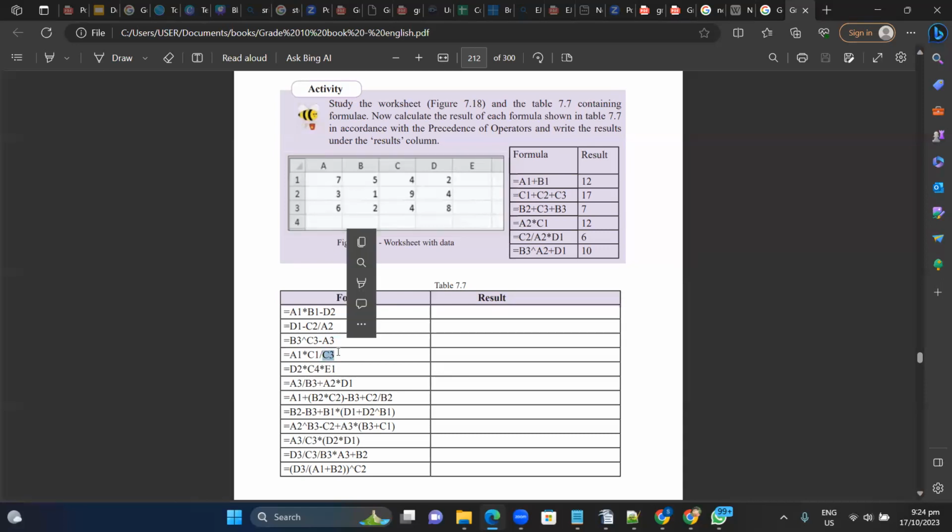All are correct. That is next one, D2, C4, E1. D2 is 4. C4 is 0. And then the entire answer will become 0, because if a 0 is there in the multiplication, the entire answer is 0, right?